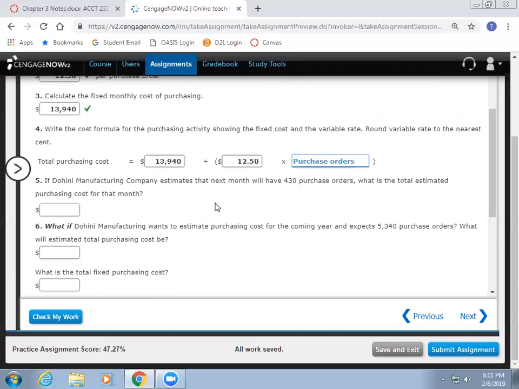Anyone have that calculated yet? Very good, $19,315. So again, all we have to do is take that 430 and plug it in right here. So 12.50 times 430, and then we add in the fixed cost of 13,940.